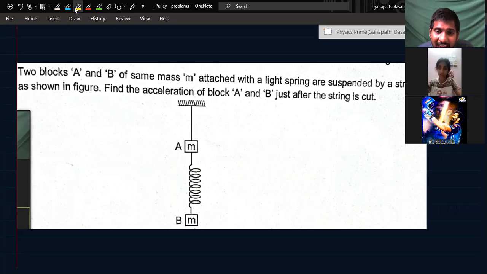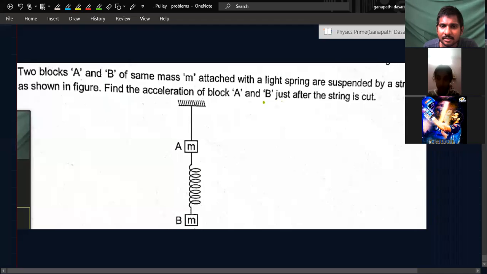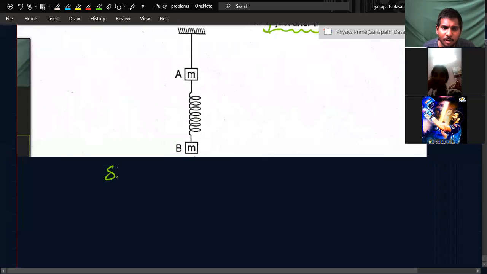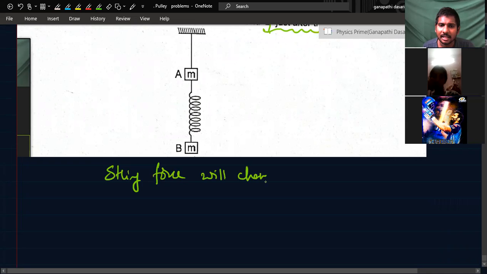Whereas string force changes instantaneously. Instantaneously means at that instant, not after some time. Just after the string is cut, what are the accelerations of A and B at that instant? After cutting, the string force will change immediately, whereas spring force will not change.